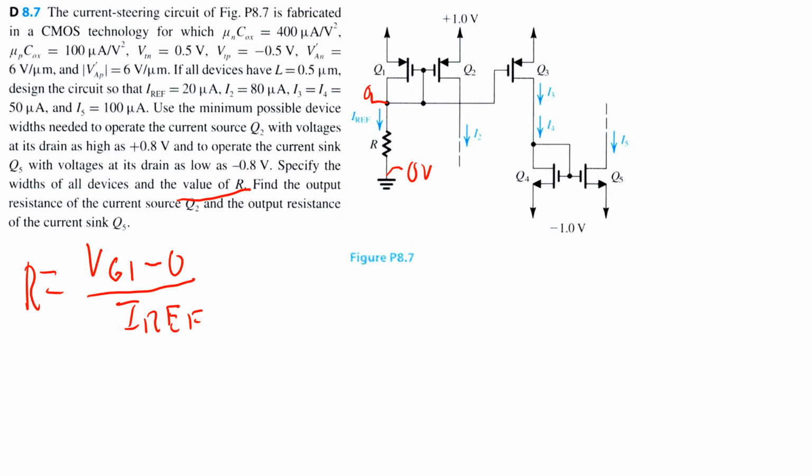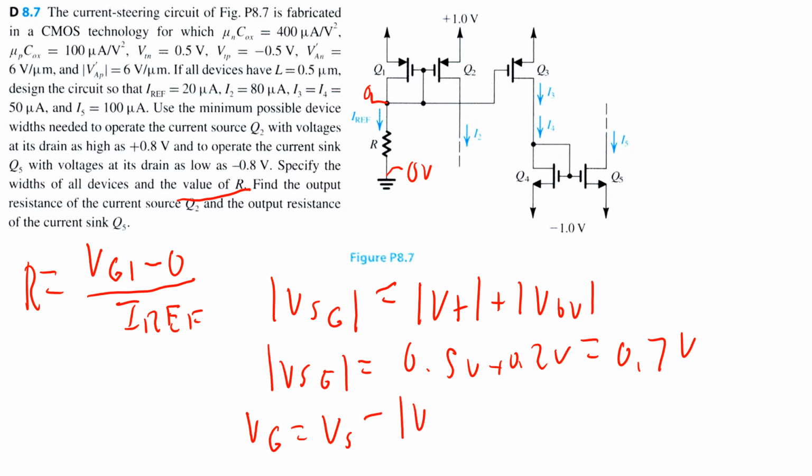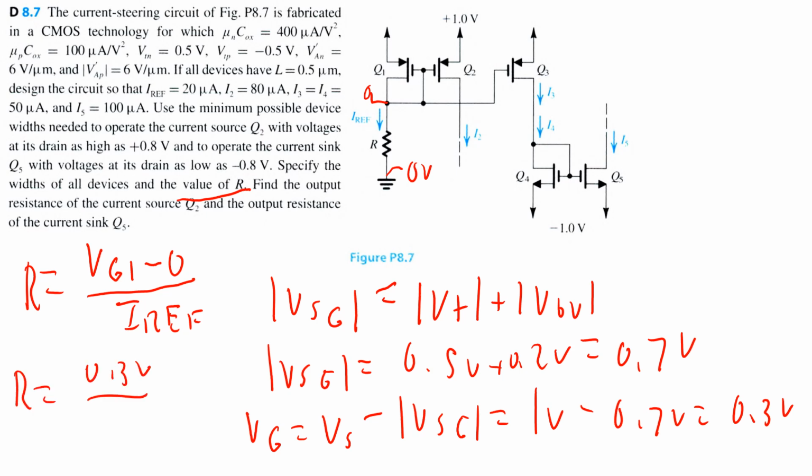How can I do that? Well, I know that the absolute value of the voltage from the source to gate of a PMOS is equal to the absolute value of its threshold voltage plus the absolute value of its overdrive voltage, and I actually already have both of these terms. So the voltage from source to gate across these PMOS devices will be 0.5 volts plus 0.2 volts, which is 0.7 volts. Now to solve for the voltage at the gate, that would just be the voltage at the source minus that voltage drop, VSG. So that's going to be equal to 1 volt minus 0.7 volts. So the voltage at the gate is 0.3 volts. Now I can just solve for R pretty simply. It's just 0.3 volts divided by IREF, which was 20 microamps. So I get that R is equal to 15 kilo ohms.